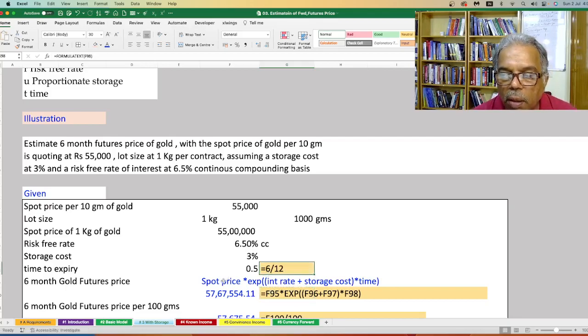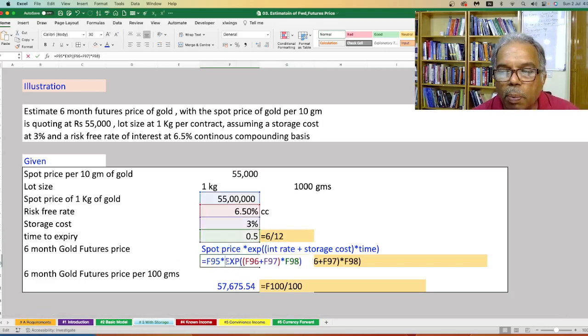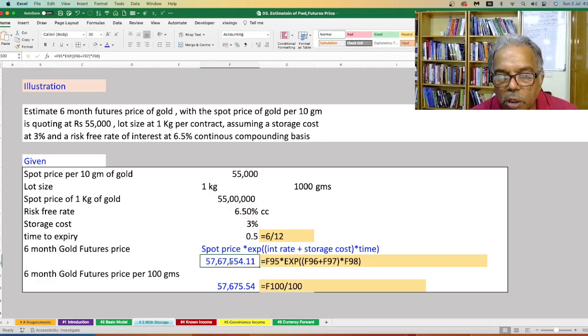So now the 6 month gold futures is very simple to calculate. Spot price, which is nothing but 5,500,000 multiplied by exponential of 6.5% plus 3% into the time, r plus u into time. So that will give you 57,67,554.11. If you divide it by 100, you will get per 10 gram the price of a 6-month gold futures is 57,675.54.